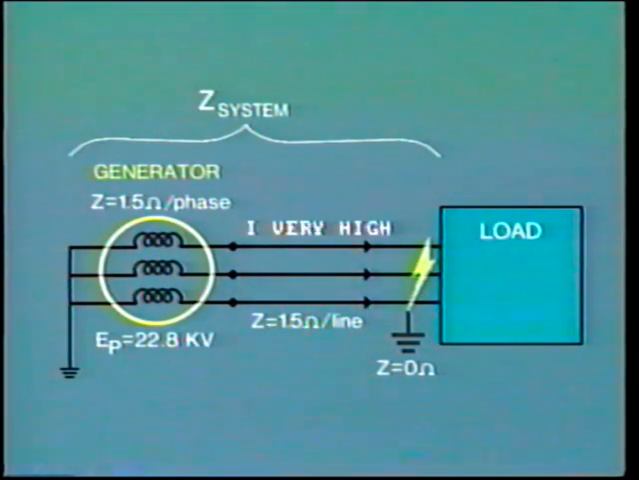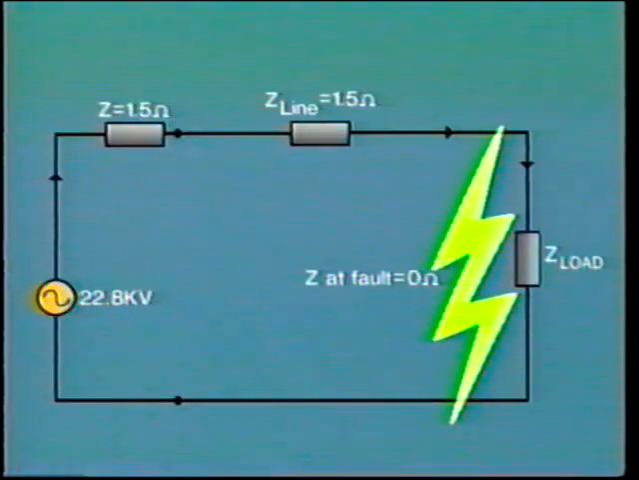The current in the line will now rise to a very high value, limited only by the impedance of the line conductors and the generator winding itself. The line impedance is 1.5 ohms per line, as is the per-phase generator impedance. For simplicity of calculation, let us look at one phase only. As the impedance at the fault is now zero, the total impedance in the circuit is equal to 1.5 ohms in the generator winding plus 1.5 ohms in the conductors.